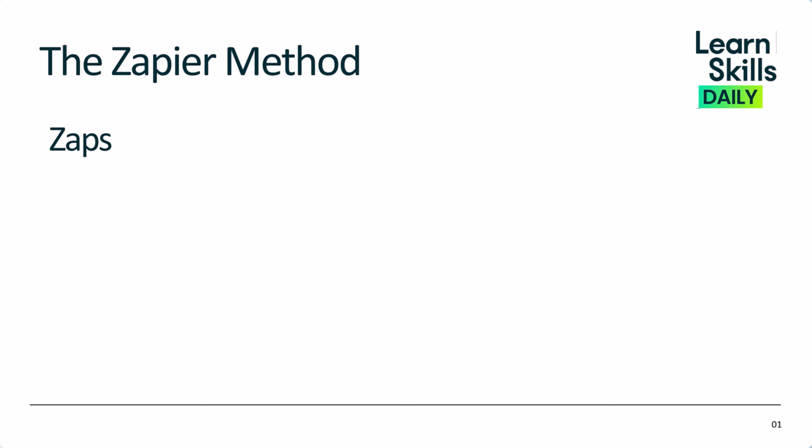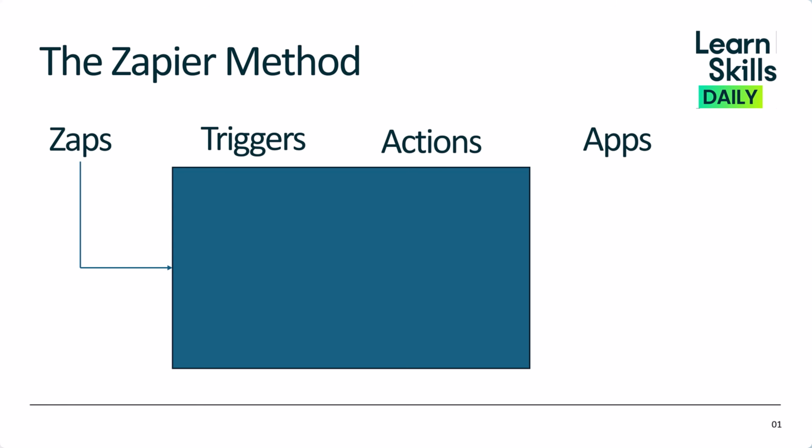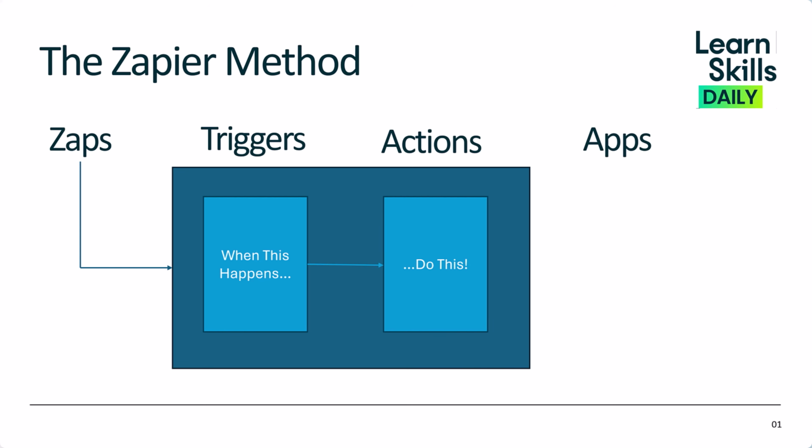So here's how it works. The Zapier method. There are 4 different types of functions or features inside Zapier. We have Zaps, triggers, actions, and apps. Zaps are workflows. Think of them as your everyday workflow that contains 2 basic types of functions, triggers and actions. And within this workflow, it essentially says when something happens, do this. The when this happens is the trigger and the action is the action.